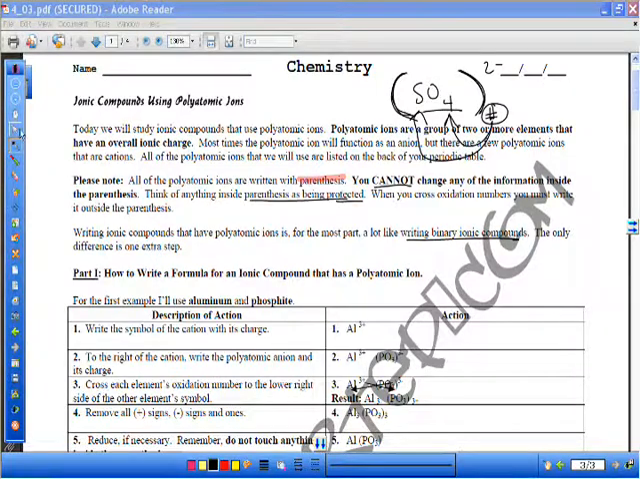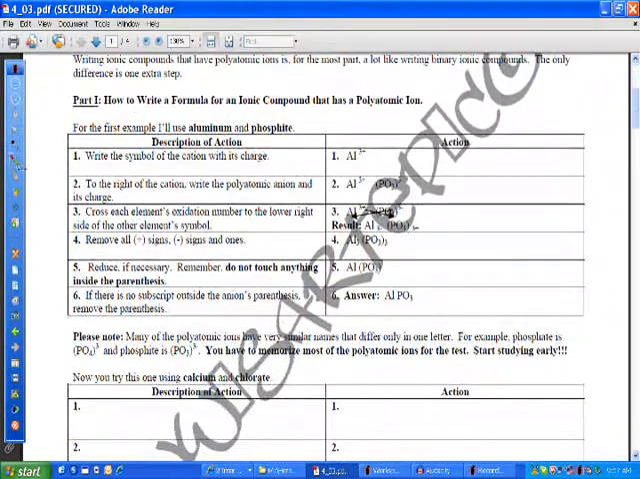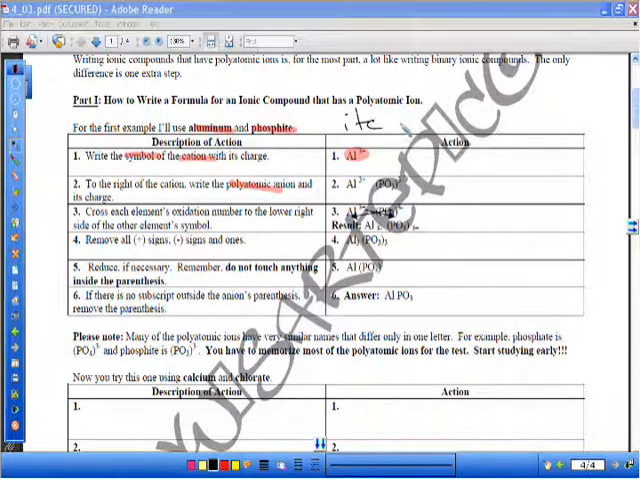So let's look at the steps here. The first step is to write the symbol for the cation, and that goes first. There we go, aluminum. You just look at your periodic table, aluminum +3. And to the right of that, you write the polyatomic. Polyatomics are going to end in ite or ate. So if you see an ite or an ate, you've got to go, okay, that's a polyatomic.